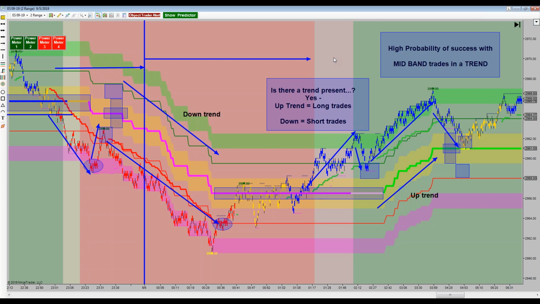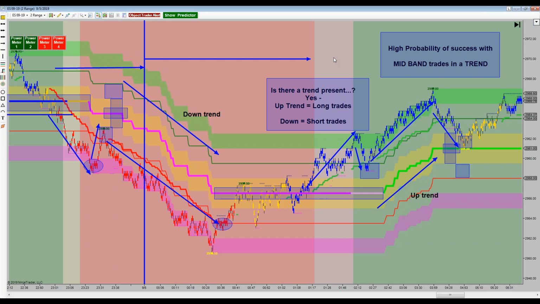Any ideas why those work as good or better than any other trade type? Any ideas of why the mid-band trade is so successful in a trend? It's a retracement. Good. Because you're catching the big move. Yes, there's meat on the bone on the retrace. Perfect. Yes. Mario?